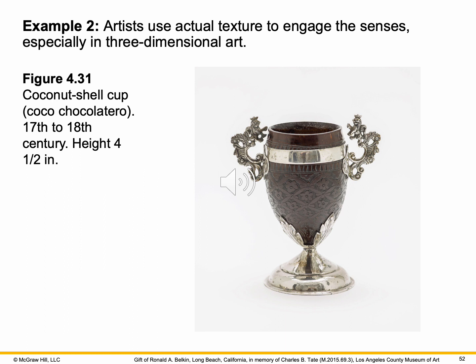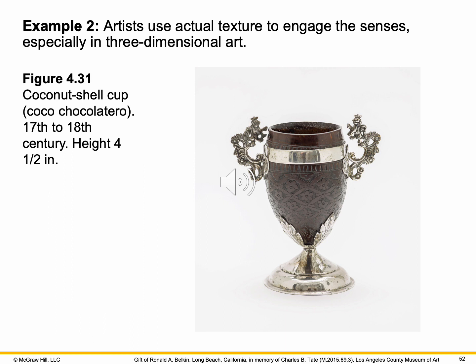Like any other visual element, texture can contribute to our understanding and interpretation of a work. The Mexican coconut shell cup shown here brings together two distinct materials, coconut shell and silver. The artist carved small flowers into the polished shell, but left the roughed areas behind for the contrast in textures. The silver handles and base provide a smooth and hard texture.